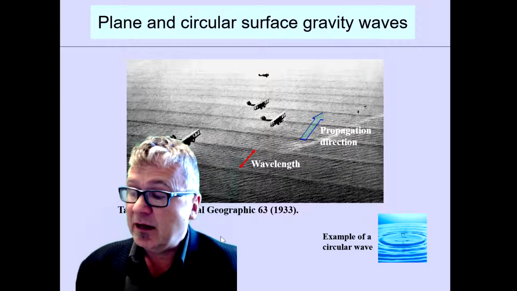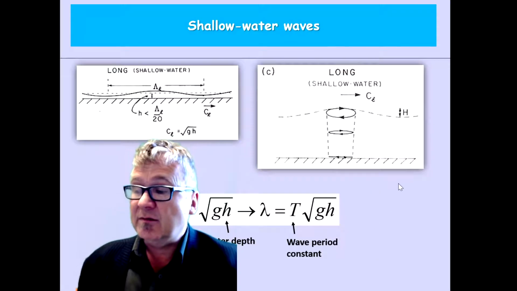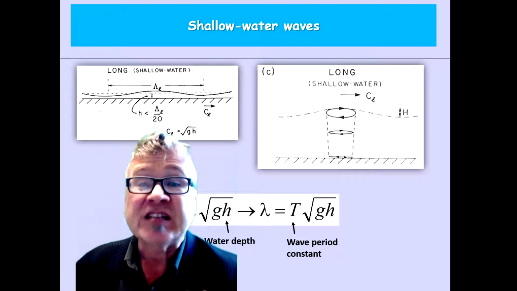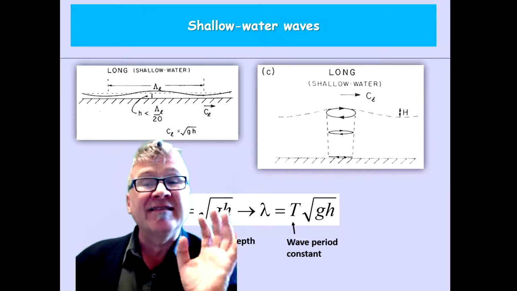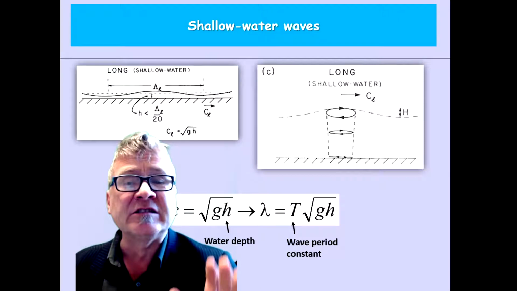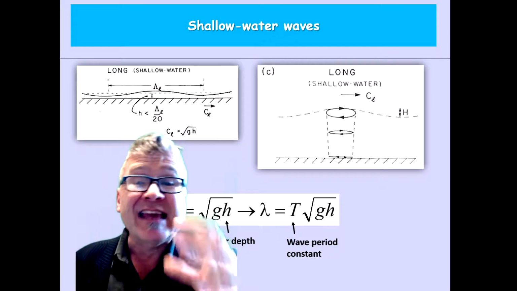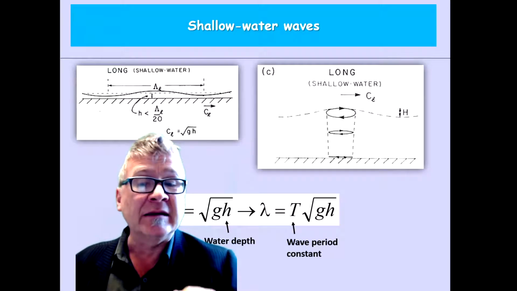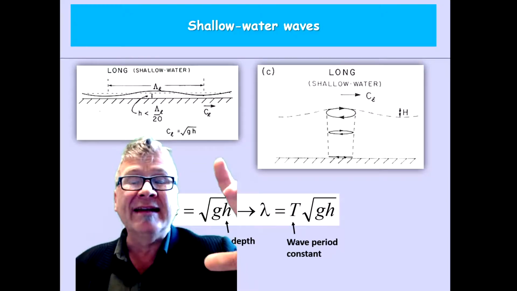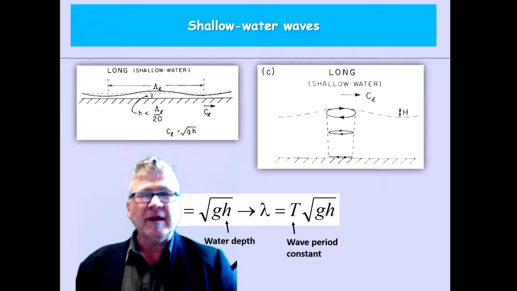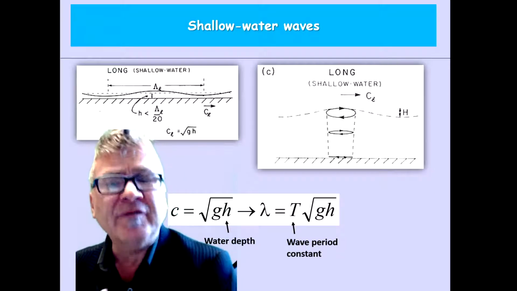All right, but there's a type of waves which are called shallow water waves, and these type of waves are the waves that we can actually simulate with a single layer model, a model that only has one layer of fluid. So how do these waves look like?